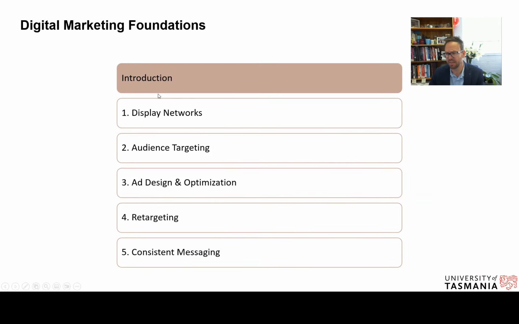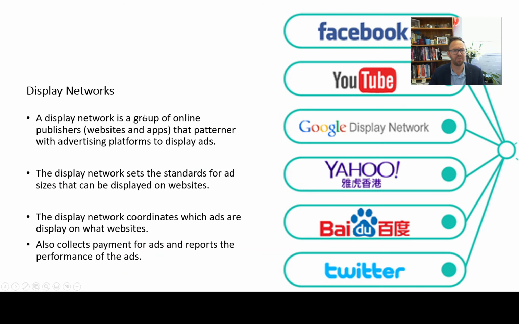So that's the introduction. Now let's have a look at what display networks actually are. A display network is a group of online publishers. Now these are websites or mobile apps that partner with advertising platforms to display ads on their websites. I've already given the example of DotaBuff. Other examples are the Mercury newspaper, the Examiner newspaper, news.com.